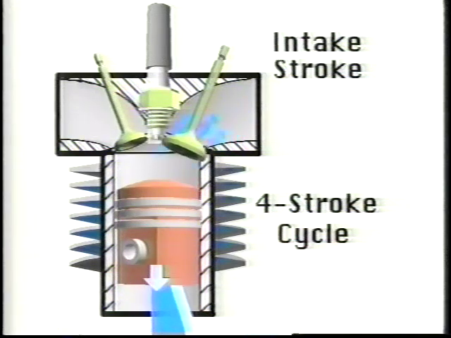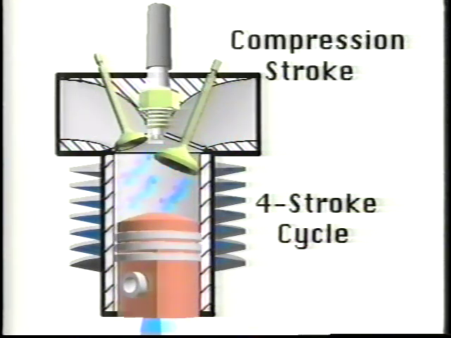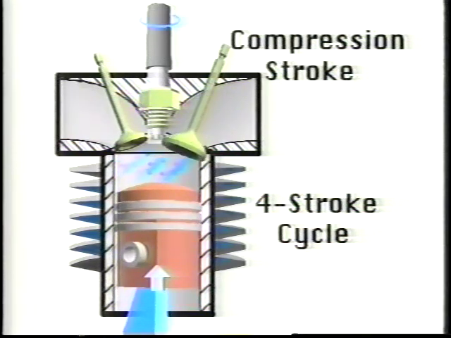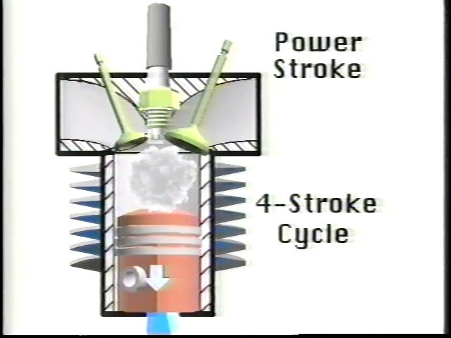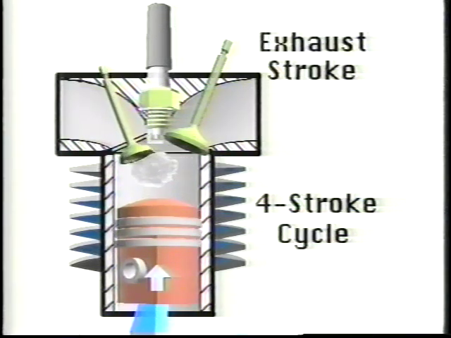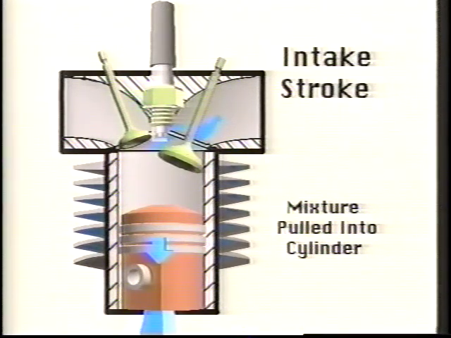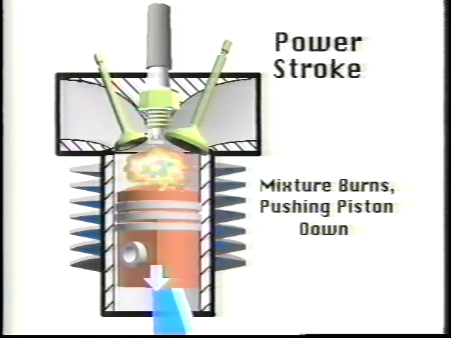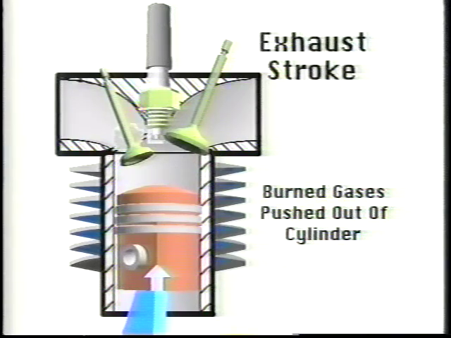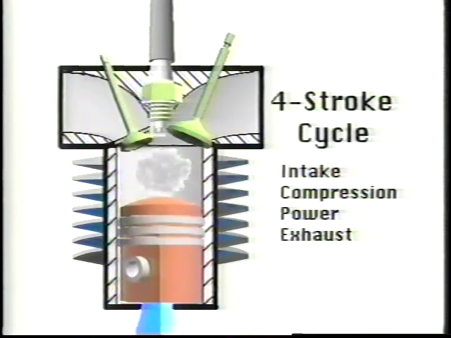In a four-stroke engine, 4 events complete one cycle: the intake stroke, the compression stroke, the power stroke, and the exhaust stroke. During intake, the piston slides down to pull the fuel mixture into the cylinder. During compression, the piston slides up with both valves closed to squeeze the mixture. On the power stroke, the mixture burns and forces the piston down. On the exhaust stroke, the burned gases are pushed out by the upward moving piston.